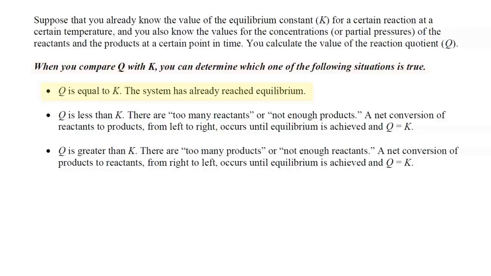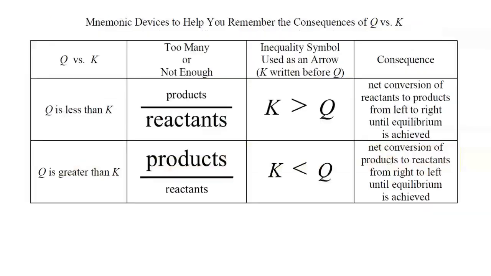If Q is equal to K, then the system has already reached equilibrium. If instead Q is less than K, then that means that there are too many reactants or not enough products. So a net conversion of reactants to products from left to right would occur until equilibrium is achieved and Q equals K. If, on the other hand, Q is greater than K, then there are too many products or not enough reactants. A net conversion of products to reactants from right to left occurs until equilibrium is achieved and Q equals K. So here are some mnemonic devices to help you remember the consequences of Q versus K.